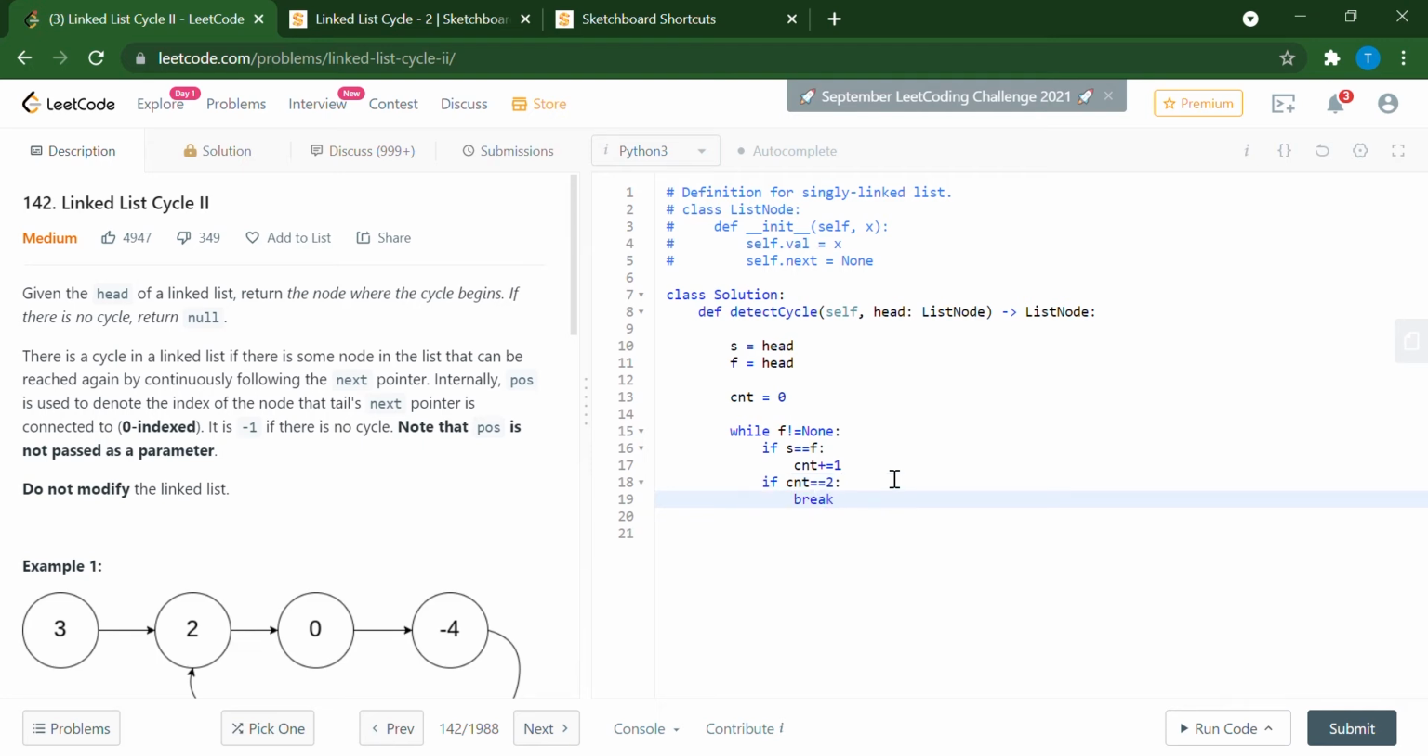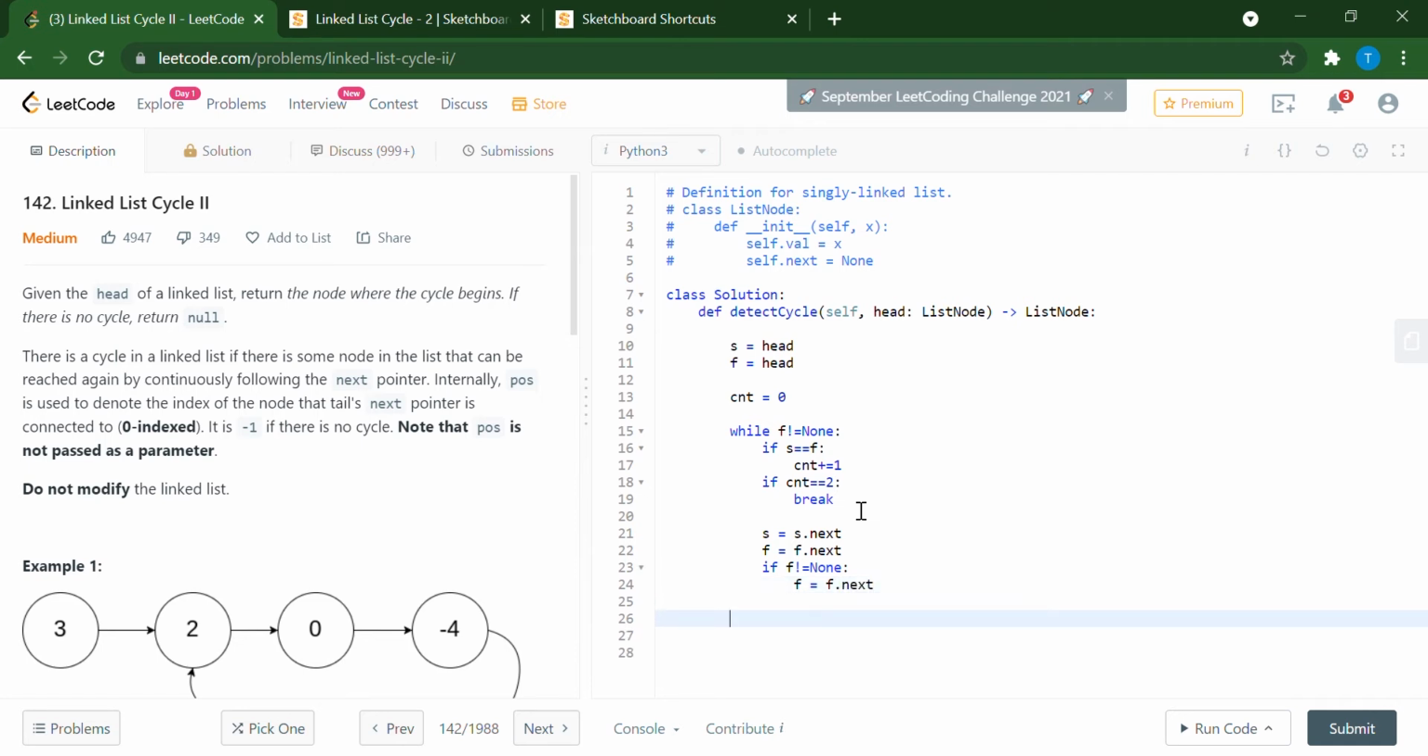So here, originally we were just returning true because we detected a cycle in the linked list, but here I'm just going to break it for now and deal with it later. And if it isn't true, then I just want to do s is equal to s dot next, f is equal to f dot next, and if f is not equal to none, then f is equal to f dot next, right?